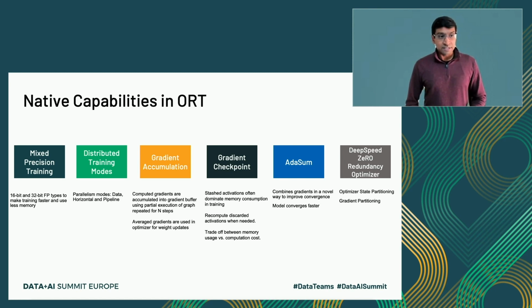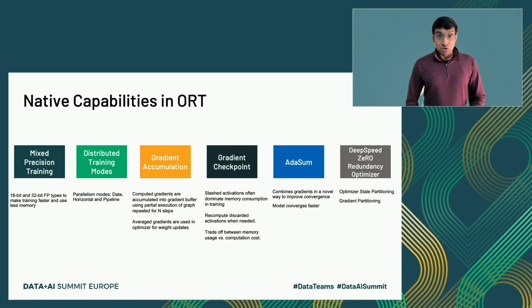The next item is ADASUM, which is a technique published by Microsoft Research that our team has already contributed to and made available in Horovod. This technique does not help with the training speed, but because of the innovative approach to combine gradients, it helps model training converge faster than the approach of averaging gradients. Using it in ORT is just as simple as setting a flag.